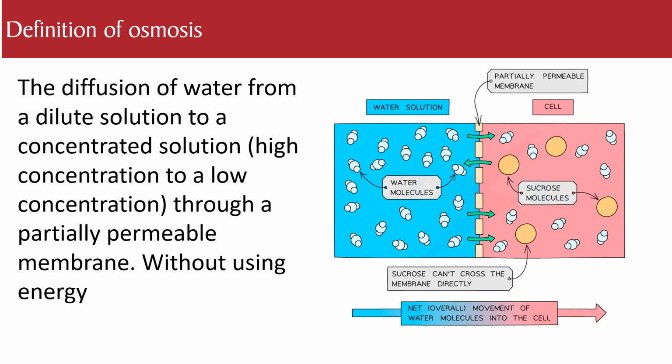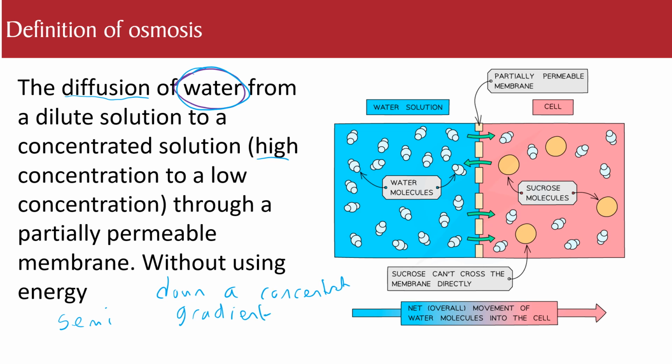Osmosis. Right, now osmosis is pretty much the same as diffusion, except it uses water. So I'm going to do this in blue, water. Osmosis is the diffusion of water from a dilute solution to a concentrated solution. Right, so what that means is a dilute solution means there's high levels of water to low levels of water through a partially permeable membrane, or sometimes it can be a semi-permeable membrane, without using energy. And again, it is down a concentration gradient.